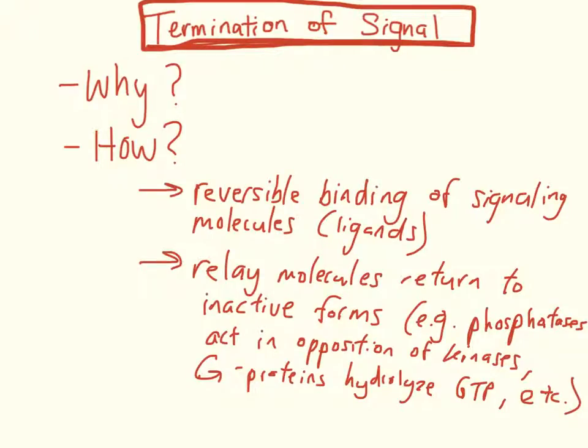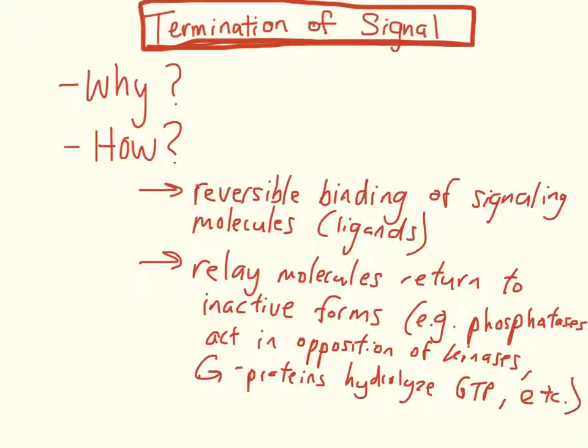So last time we briefly talked about the termination of the signal. Now, why is this important again? Well, you don't want your cell to be constantly responding to that signal from 10 years ago, right? Chances are the environment has changed now. There will be new signals. That same signal probably doesn't exist, or if it does exist, there have probably been times where it didn't exist. And so you want your cell to be able to respond to changes in the environment.